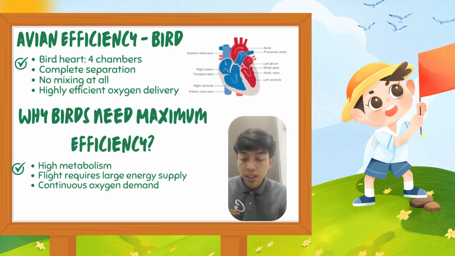In summary, frogs experience unavoidable blood mixing, crocodiles can mix blood as a controlled adaptation, and birds have complete separation for maximum efficiency. Overall, the degree of blood separation directly affects oxygen delivery and energy efficiency.